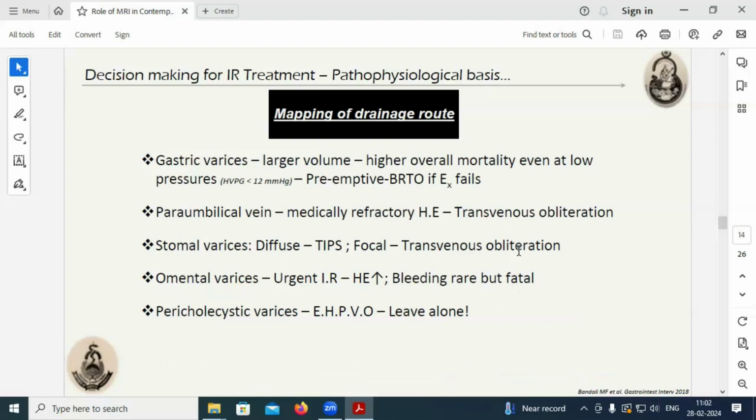The gastric varices also, most of the times you would hear the endoscopist saying that, well, we can manage it very nicely by endoscopic sclerotherapy. But many times, don't hesitate from offering them endovenous sclerotherapy, because sometimes they are not able to control it, and then finally the patients end up with massive bleeding. And the other varices like the paraumbilical, the stromal and omental, these also have to be managed by a combined endoscopic and endovenous approach because they are notorious for causing refractory hepatic encephalopathy and ascites.